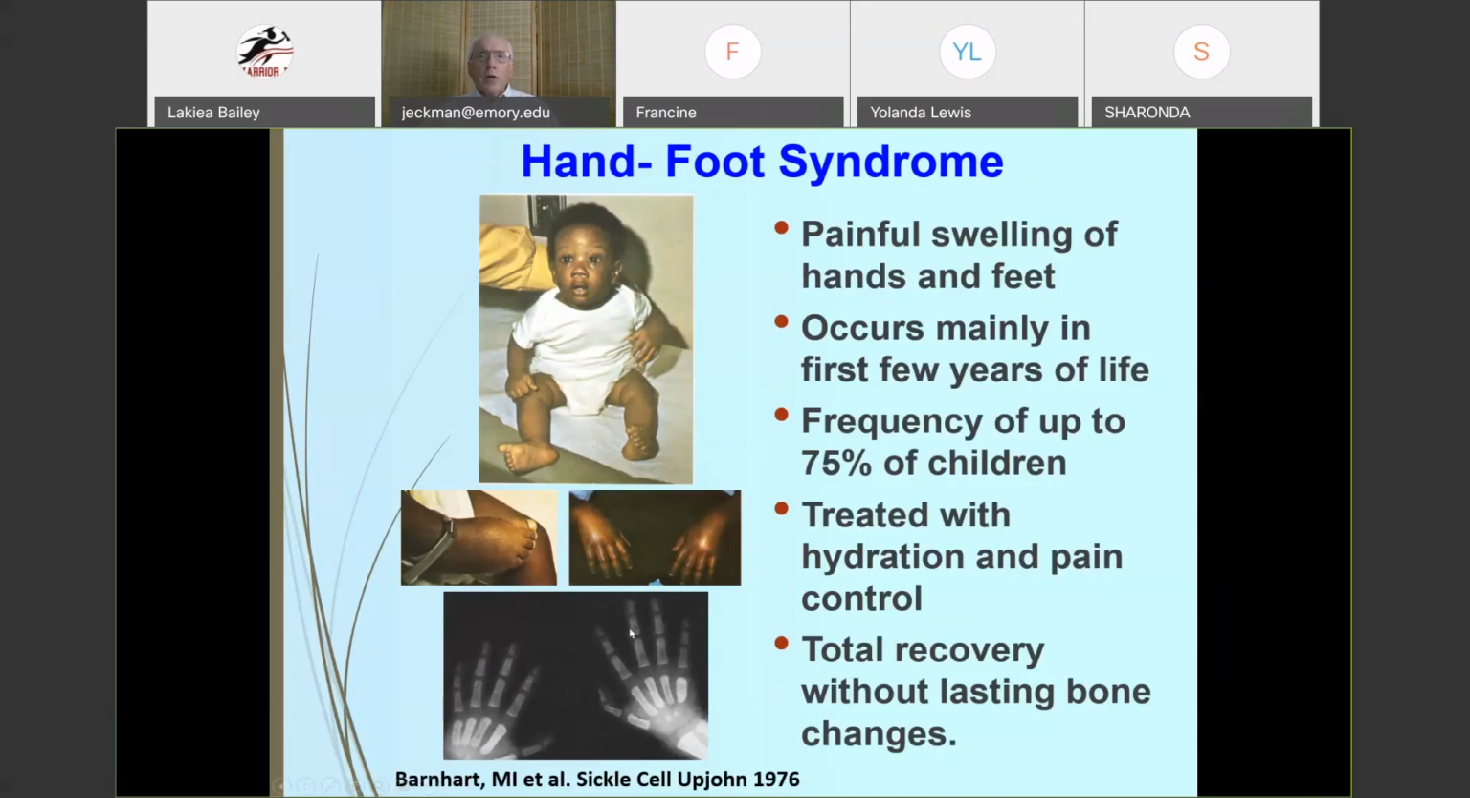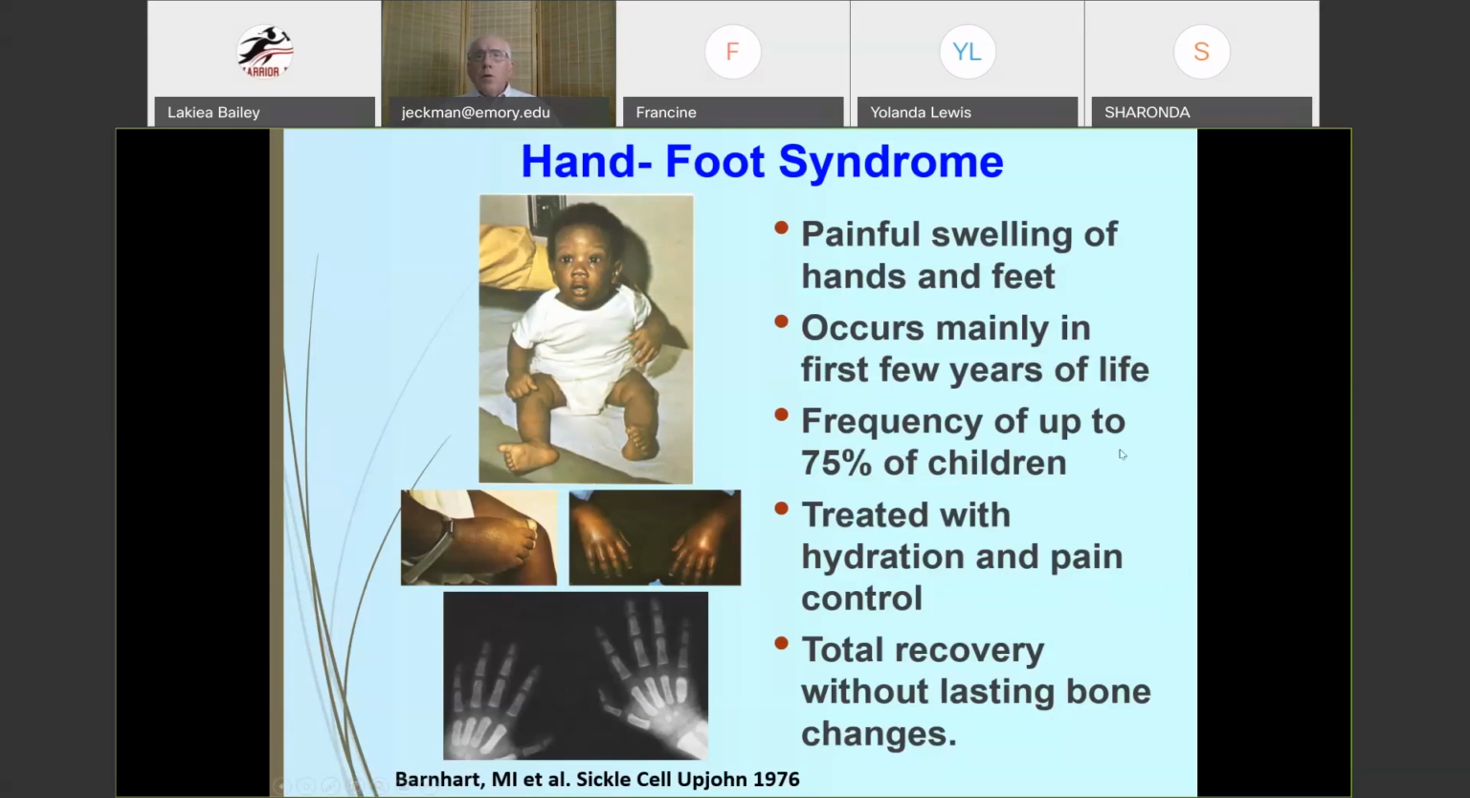They're necrosing because they're not getting enough blood supply because of the sickling. So the result of that is that the hands and feet are very painful. You can see the child has a tear here, and this is a very uncomfortable problem for them. It usually occurs only in the first few years of life, and after an age of 3 or 4, this is very, very uncommon or rare.